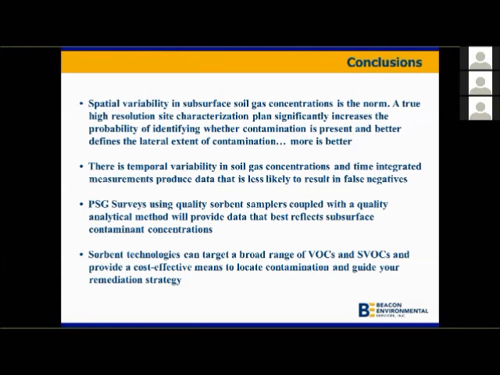Passive soil gas methods, which collect time-integrated samples over days or weeks, are less likely to produce false negatives. And the passive soil gas technologies that have good quality control in both the sampler design and the analytical method will produce data that best reflects subsurface contamination. And a passive soil gas survey can target a broad range of VOCs as well as SVOCs to locate organic contamination and guide your remediation strategy.